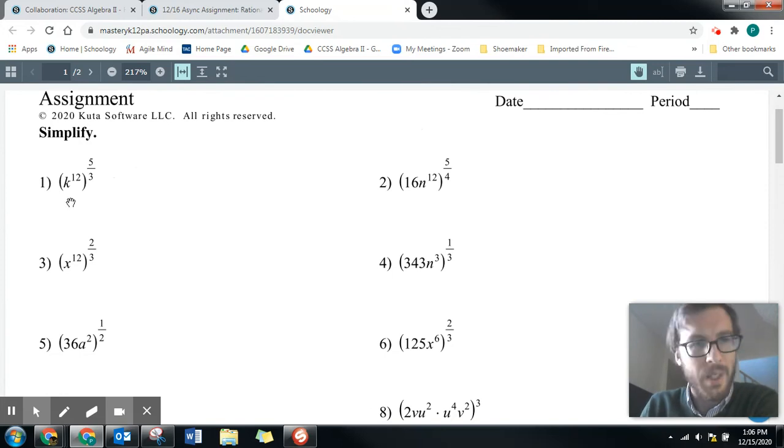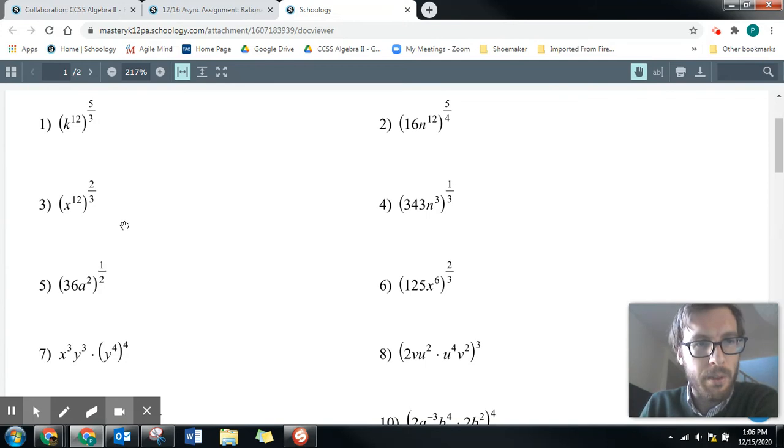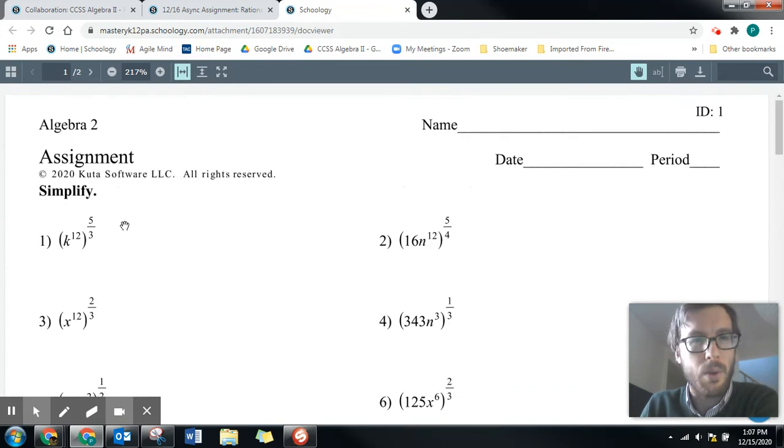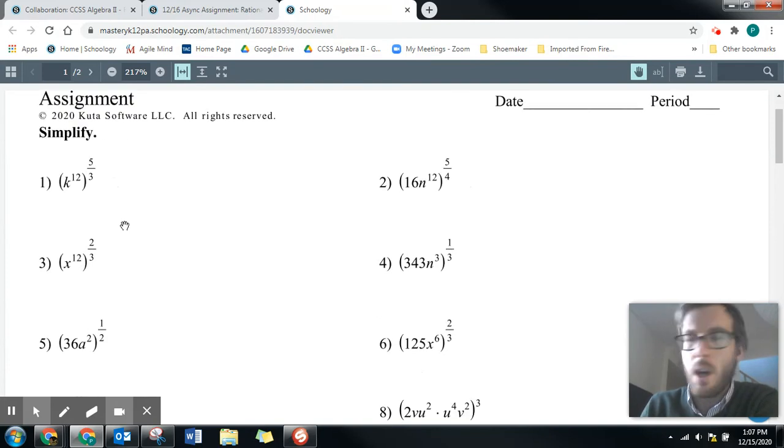Let's get started. For each of these, you'll be simplifying in a number of different ways using all of those properties of exponents that we've learned so far. I'll be doing a number of the odd problems so that you can see some examples. So let's start with number 1.